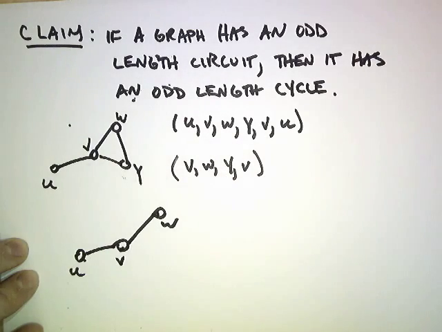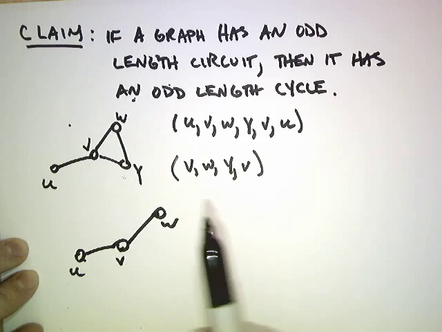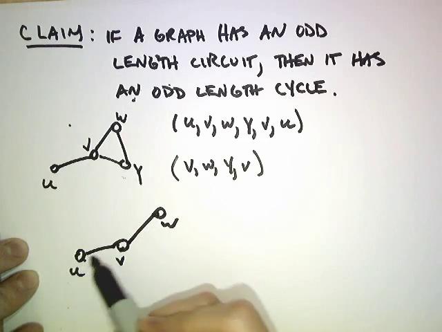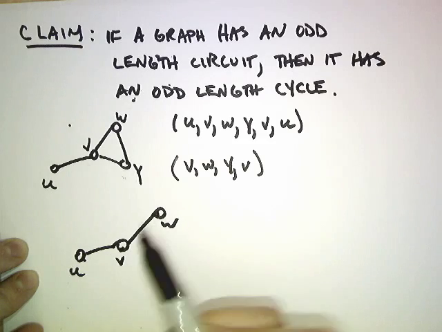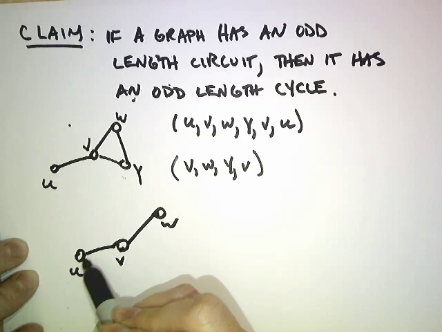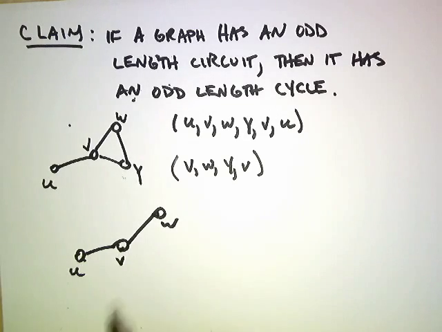And our claim says nothing about even length circuits. Our claim says that if you have an odd length circuit, then there's an odd length cycle. But you won't find any odd length circuits in this particular graph. So even if I go just U to V and back to U, that's a circuit of length 2, which we aren't even going to be considering in this course anyway.